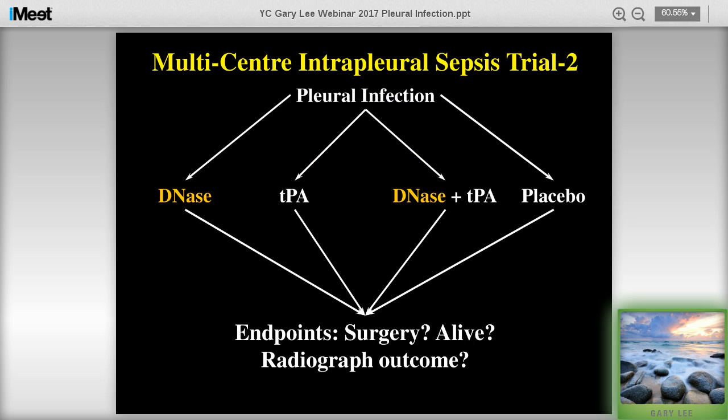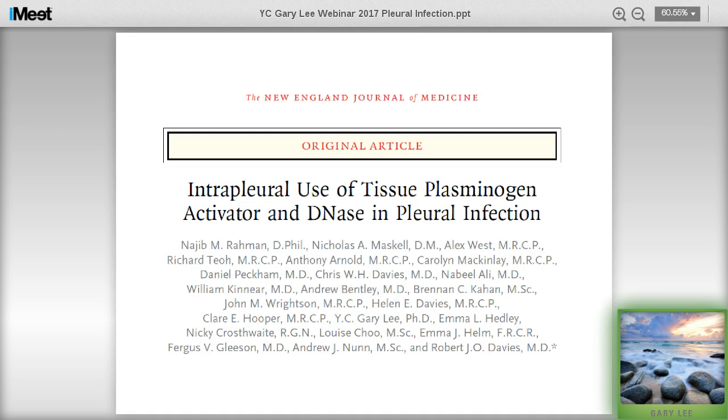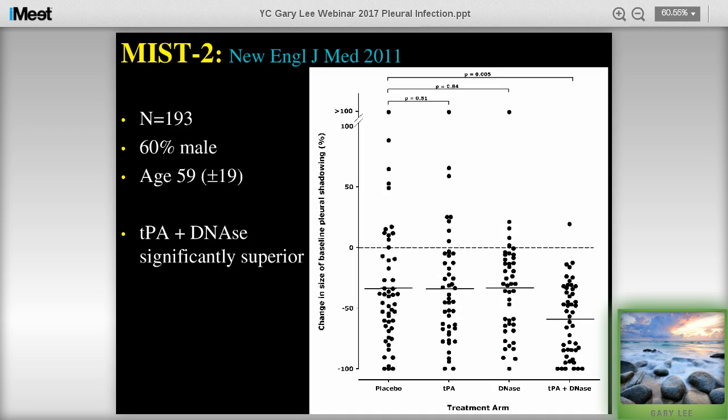So that's the basis of TPA and DNase, and we believe that they have a synergistic effect to improve pleural fluid drainage. The MIST-2 study, which is a 4-arm study with DNase plus placebo, TPA plus placebo, DNase plus TPA, or placebo plus placebo, published in the New England Journal, did show that there was significantly more improvement with TPA and DNase. This is the radiographic improvement at day 7 compared with day 0 in the chest X-ray.